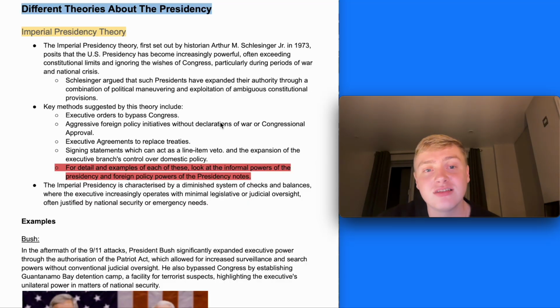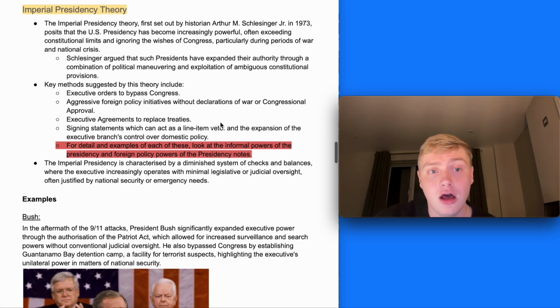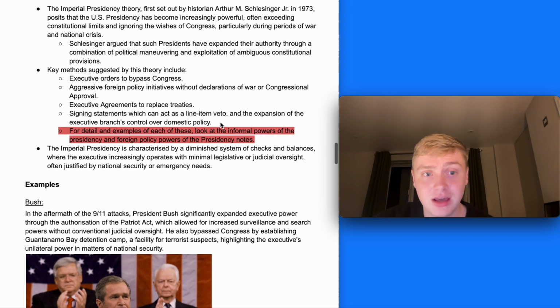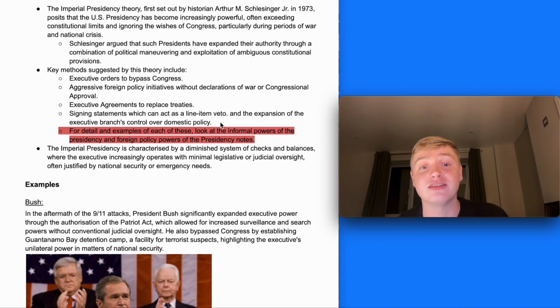He argued that presidents have expanded their authority through a combination of political manoeuvring and exploitation of ambiguous constitutional provisions. Methods include executive orders to bypass Congress, aggressive foreign policy initiatives without declarations of war or congressional approval, executive agreements to bypass the Senate in relation to treaties, signing statements which can act as a line-item veto, and the expansion of the executive branch's control over domestic policy.